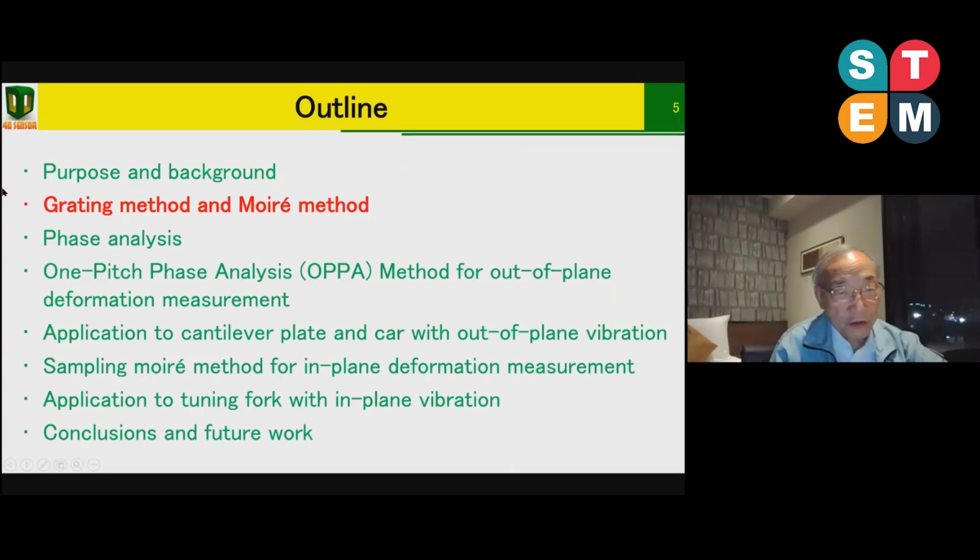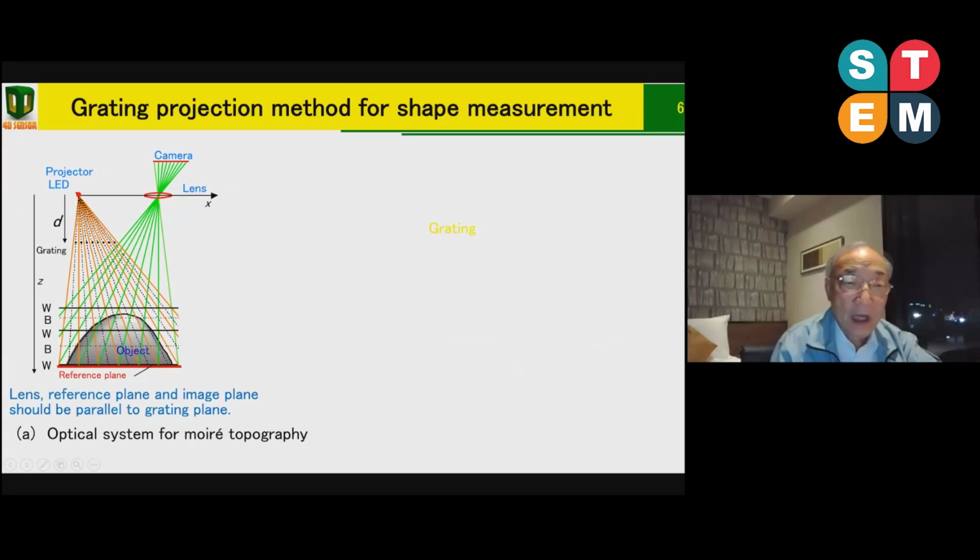Next, we'll introduce the grating method and the moiré method. This is a typical grating projection system. We call it moiré topography. Here is the light source. Here is the grating. This grating shadow is projected on the reference plate or projected on the object. The shadow of the grating image is recorded by this camera.